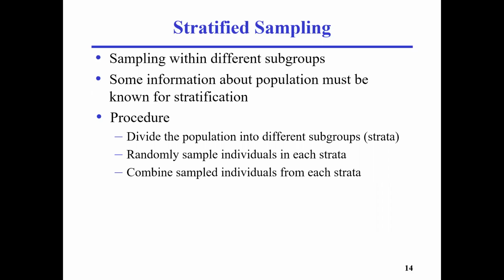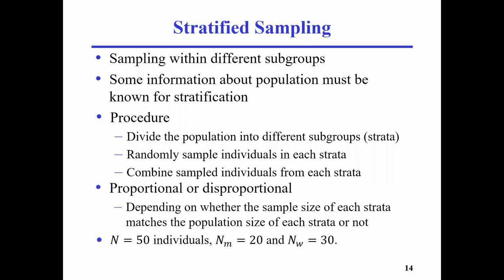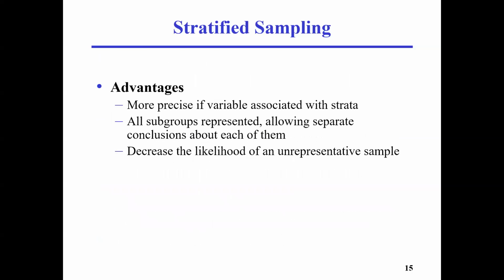a big sample. Okay, in this big sample, all those observations are from different strata, and there could be proportional or disproportional stratified sampling, depending on whether the sample size of each stratum matches the population size of each stratum or not. Okay, so n equals 50 individuals. So one stratum could be 20, another one could be 30, right?